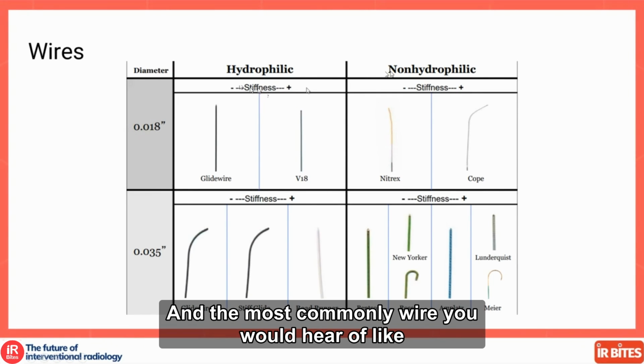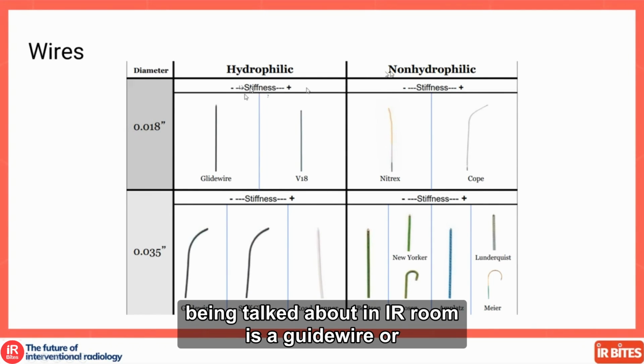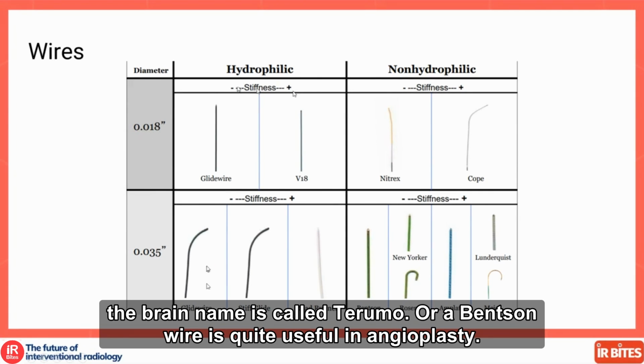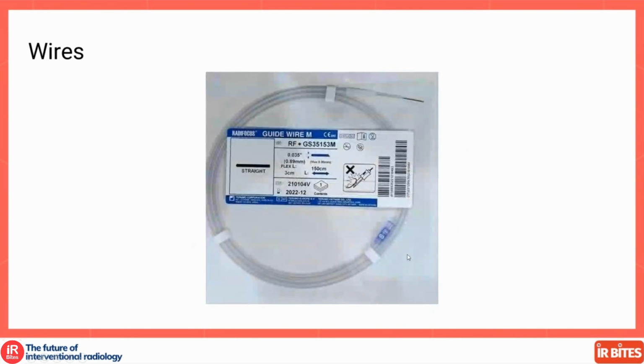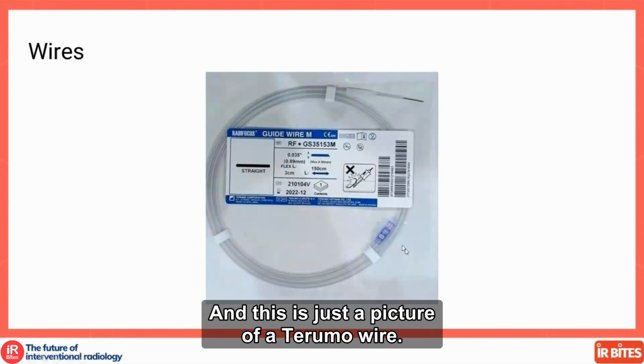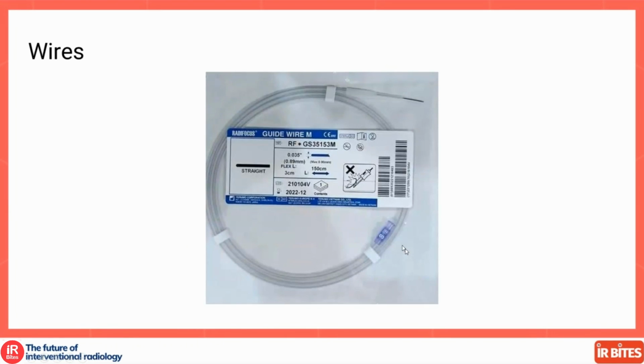The most common wire you would hear being talked about in the IR room is a glide wire, or the brand name Terumo. A Benson wire is quite useful in angioplasty. Amplatz is used quite a lot as well, and Lundquist. And this is just a picture of a Terumo wire.